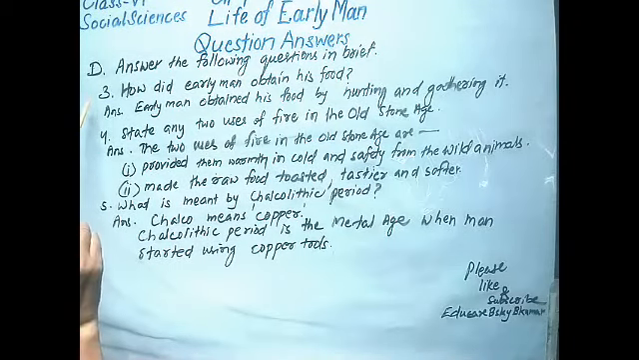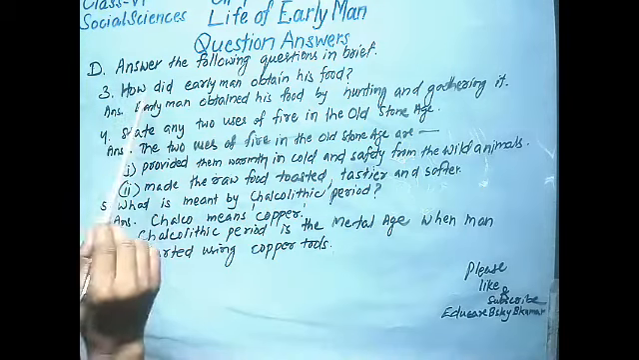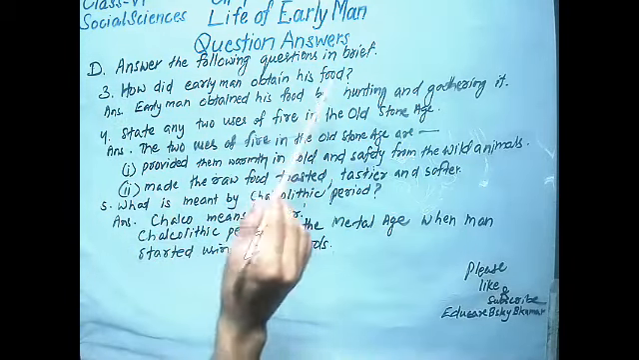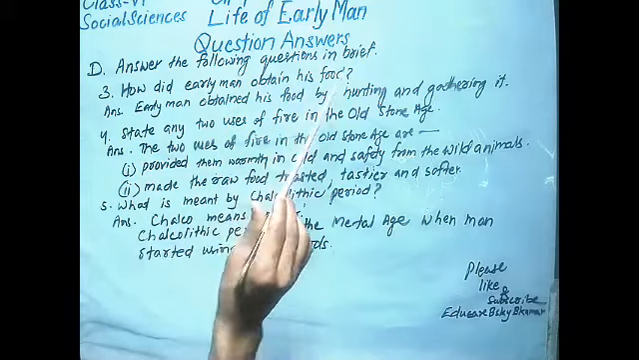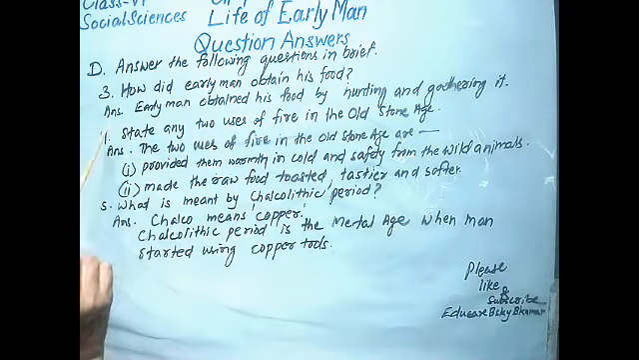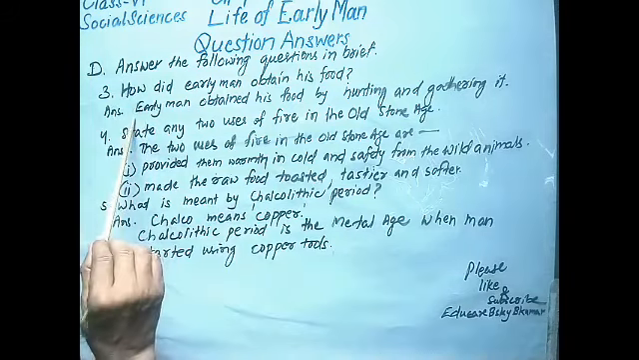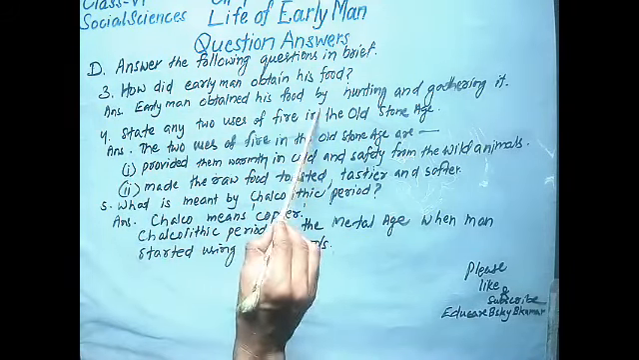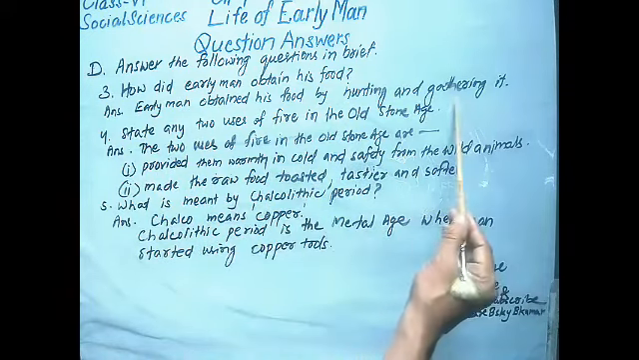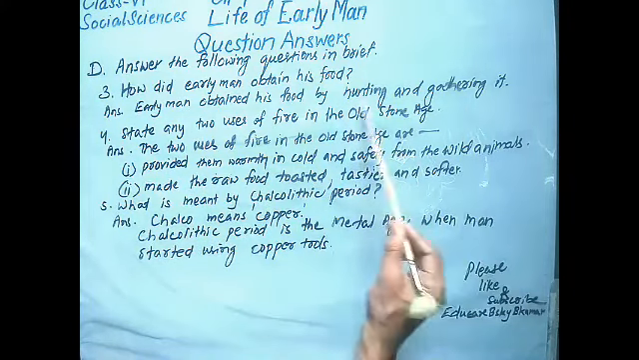Then question number 3. How did early man obtain his food? The answer is: the early man was known as a hunter and food gatherer. So hunting and food gathering was the process. The answer is, early man obtained his food by hunting and gathering it.